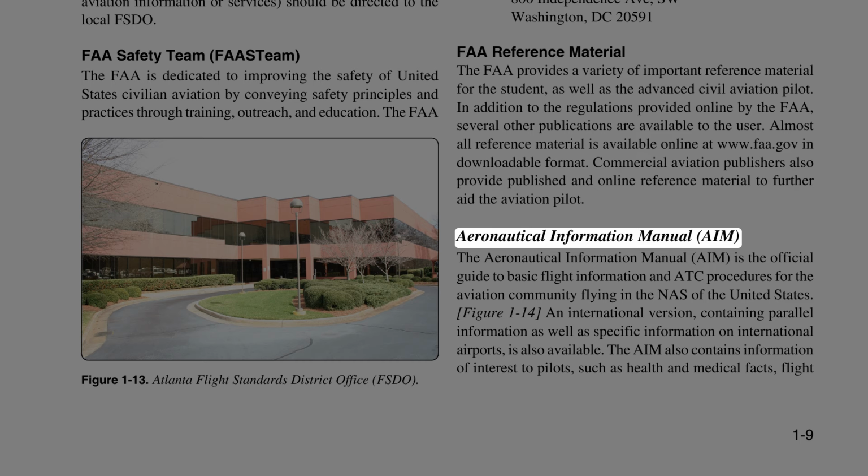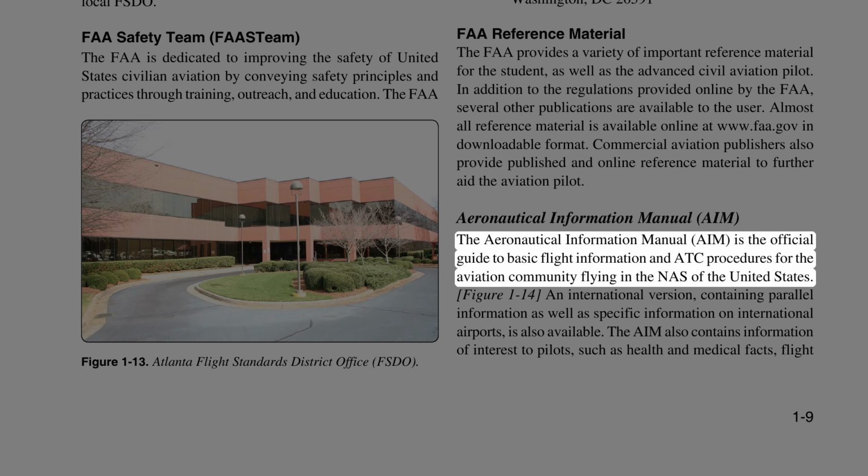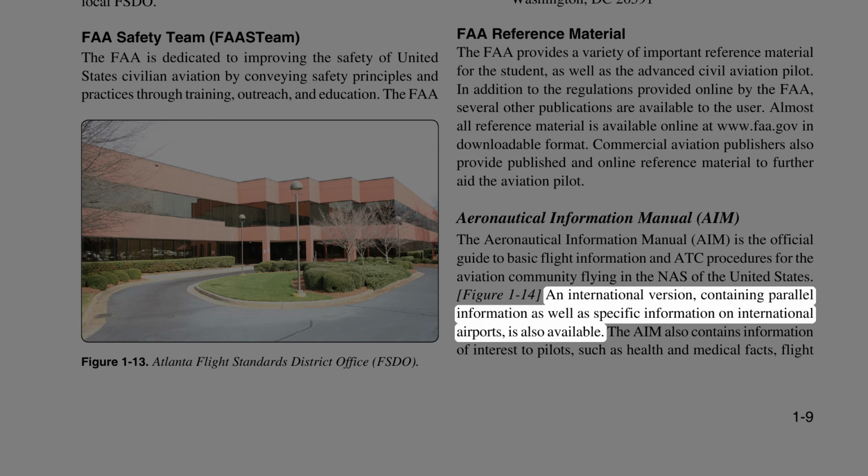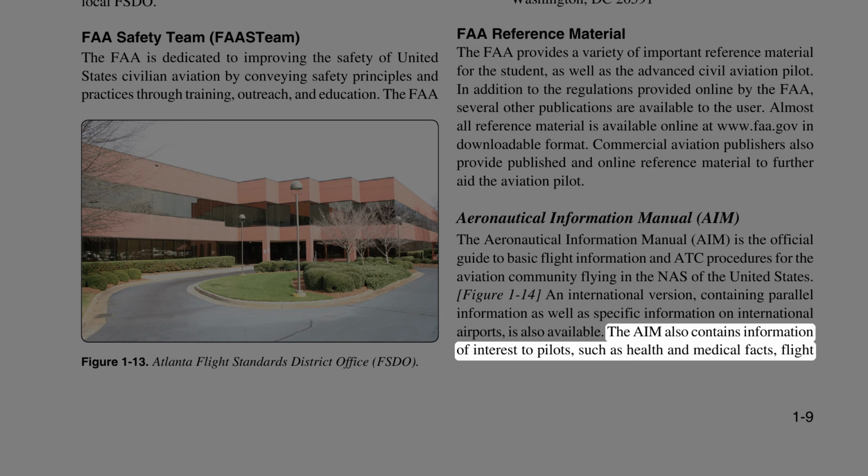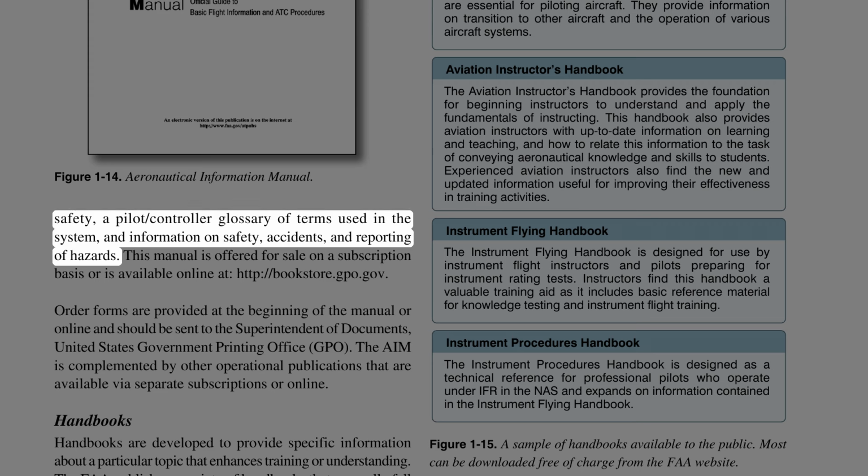Aeronautical Information Manual, AIM. The Aeronautical Information Manual is the official guide to basic flight information and ATC procedures for the aviation community flying in the NAS of the United States. An international version, containing parallel information as well as specific information on international airports, is also available. The AIM also contains information of interest to pilots, such as health and medical facts, flight safety, a pilot-controller glossary of terms used in the system, and information on safety, accidents, and reporting of hazards.